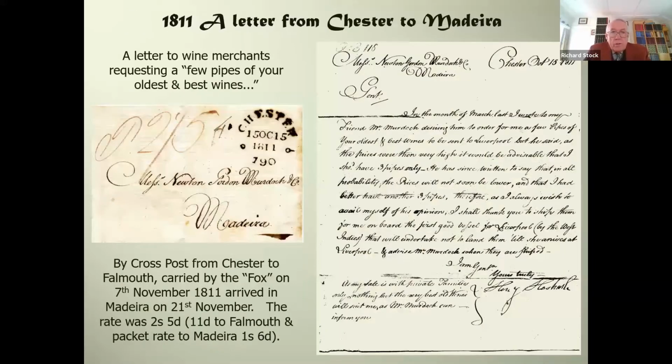This was used to illustrate the postal rates and how expensive things were and how they were calculated in 1811. So even when somebody was buying a few pipes of oldest and best wines, it goes by cross post from Chester to Falmouth, and then looking at the calculation, it was 2 and 5 pence to send that letter.